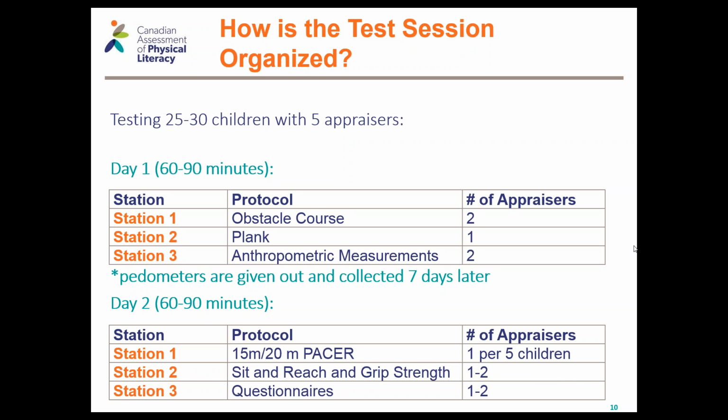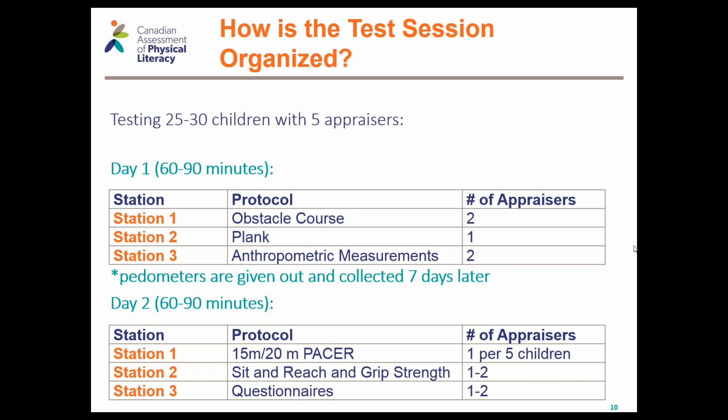So again, station 1, you would have the obstacle course. For this, you'd need 2 appraisers, and then you'd have station 2 for plank. You would need just 1 appraiser. And then station 3 would be the anthropometric measurements, only needing 2 appraisers for that.